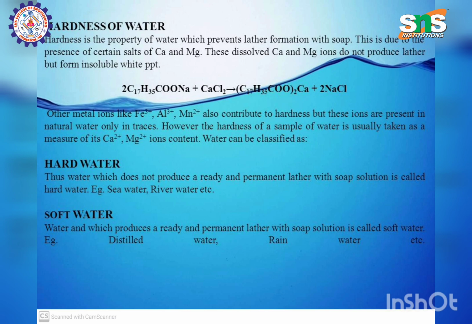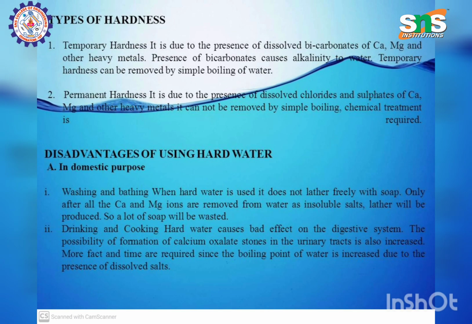Permanent hardness is due to the presence of chloride and sulfate salts of calcium and magnesium, which cannot be removed by just boiling the water, but can be removed by two methods: the lime soda process and the zeolite process. In the lime soda process, we add lime to the water and we get a precipitate of calcium carbonate. The total hardness, which is the sum of temporary and permanent hardness, is called total hardness.